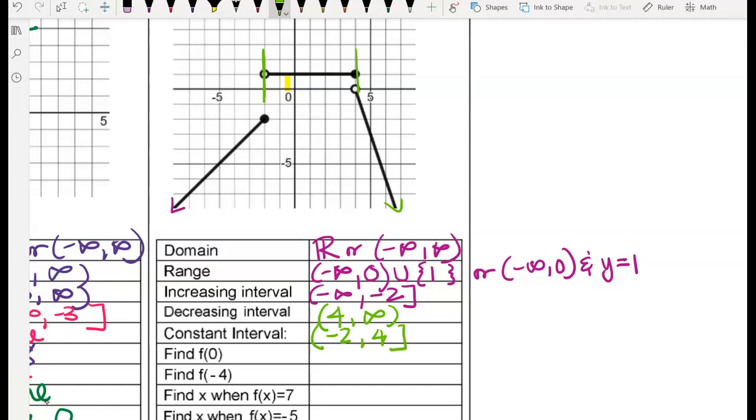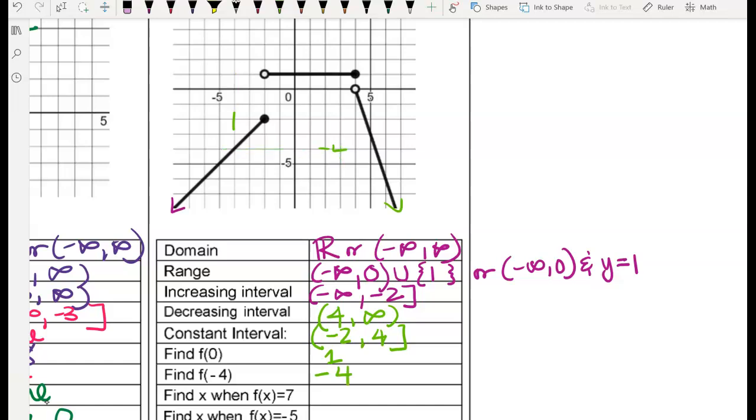Find, this one right here says find y when x is 0. So when x is 0, y is 1. Next one, find y when x is negative 4. So let's go find where x is negative 4 is at. This is negative 5, so negative 4 is right here. Let's see what that y value is. It's negative 4, okay? So y is negative 4 when x is negative 4.